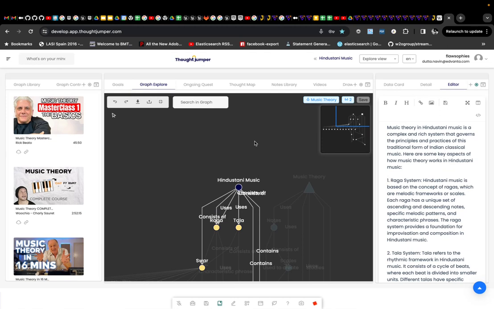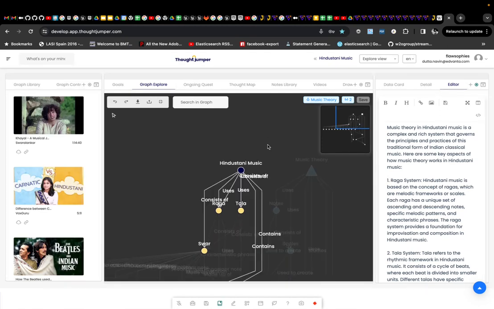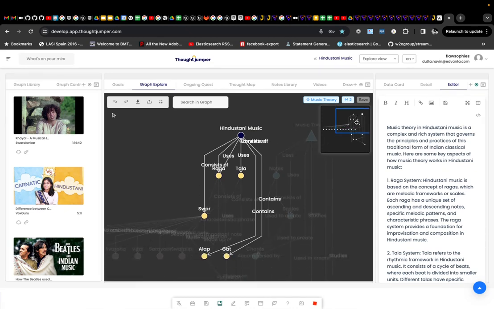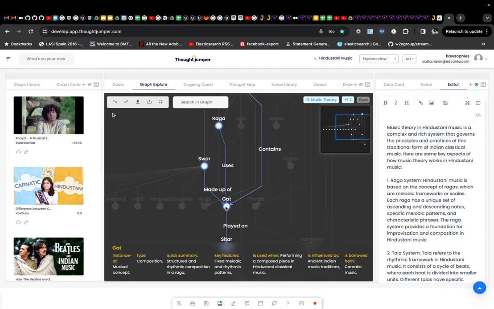Let's talk about Hindustani music. So, Hindustani music uses raga, the concept of ragas, the concept of tala and swar, as we spoke about. It also contains gat and alap. So, what is gat? Gat is something which is a structured rhythmic composition in a raga. It's mostly to do with fixed melodic and rhythmic patterns. So, it's a combination of how the melodic structure interweaves itself with the rhythmic structure, that's called gat. And these are played on different kinds of instruments like sitar, etc.